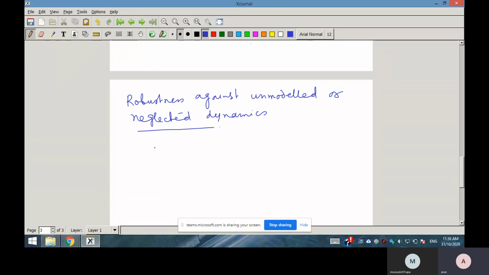So suppose the actual plant is G hat, so I will denote here the actual plant as G hat, and the approximated or simplified plant for which the controller has to be designed as G(s). Suppose G hat is 10 divided by (s plus 1) into (s plus 10).